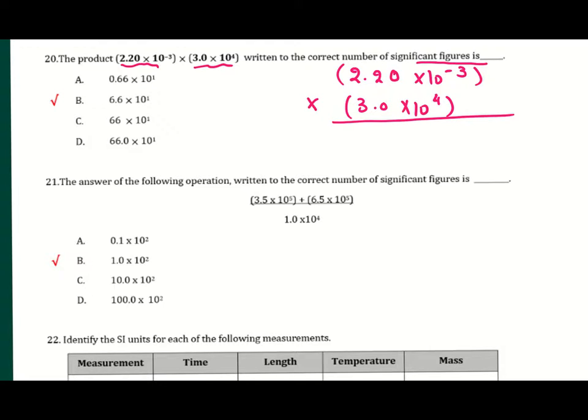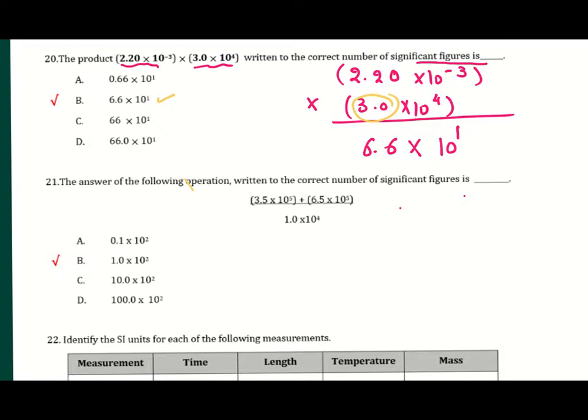So for the powers, you are adding negative 3 to 4. Negative 3 plus 4 equals 1. And then you need to multiply 2.2 by 3, it will equal 6.6. To the same number of significant figures, the smaller one, which is two significant figures. So B is the correct answer.